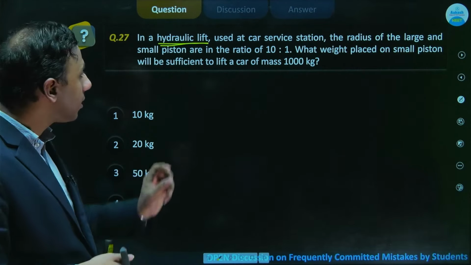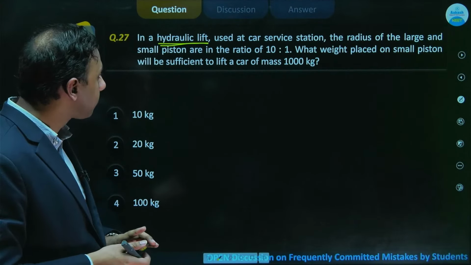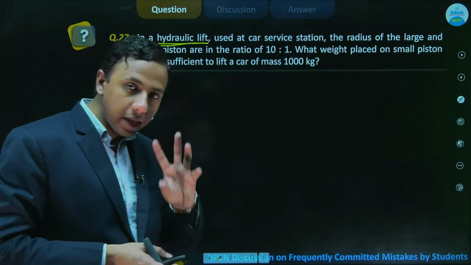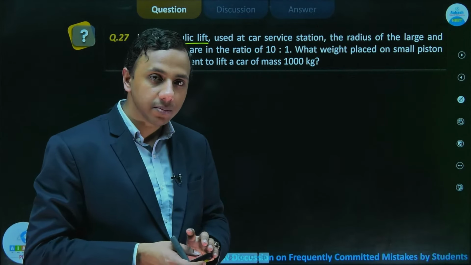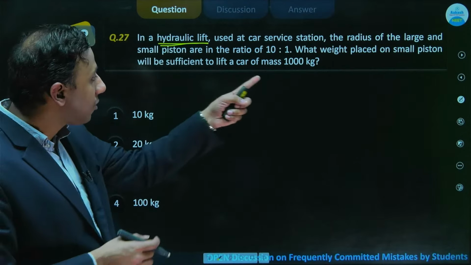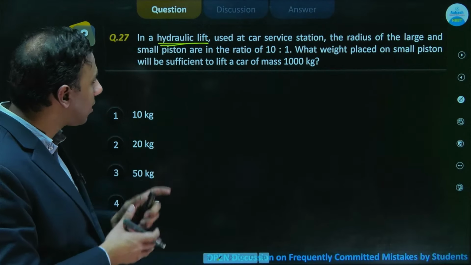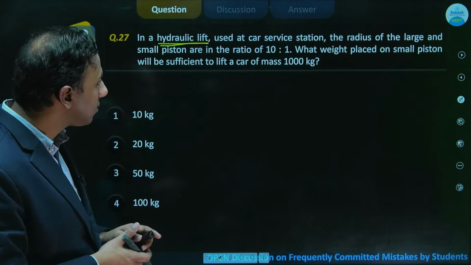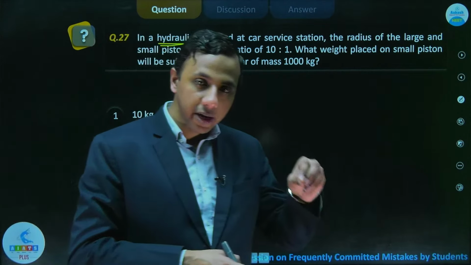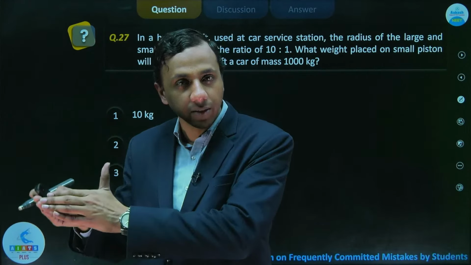Hydraulic lift used at a car service station. हाँ, the radius of the large and small piston are in the ratio 10:1. यानी कि उसका जो एरिया का रेशियो है that we can find out, right, because their radius ratio is given to you. Okay, what weight placed on small piston will be sufficient to lift a car of mass 1000 kg. ठीक है. So we are placing a small weight on small piston and on the large piston we are supposed to be lifting a car.